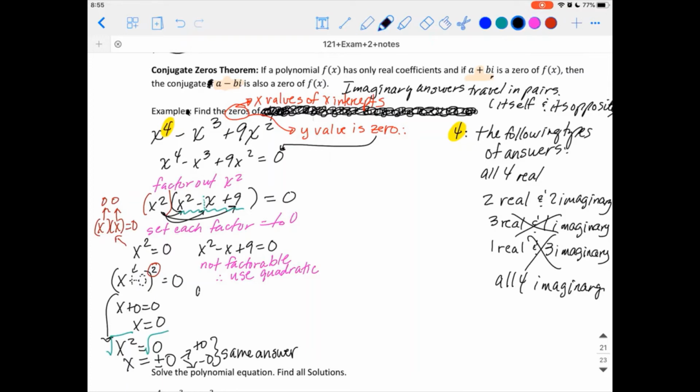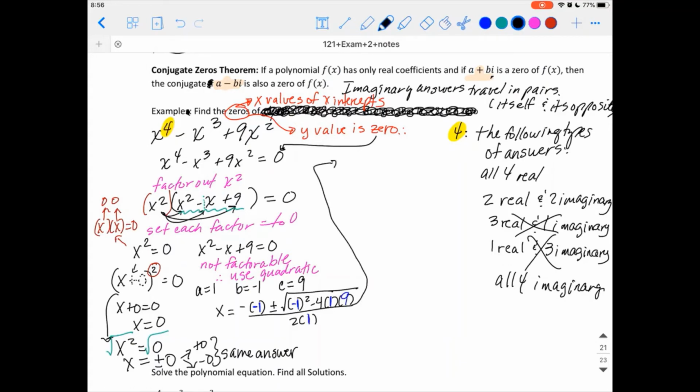So my a is equal to 1. My b is equal to -1, and my c is equal to 9. And so the formula x is equal to -b plus or minus the square root of b squared minus 4 times a times c, all divided by 2 times a. I'm going to go in and substitute them. So -1 plus or minus -1 squared minus 4 times 1 times 9 over 2 times 1.